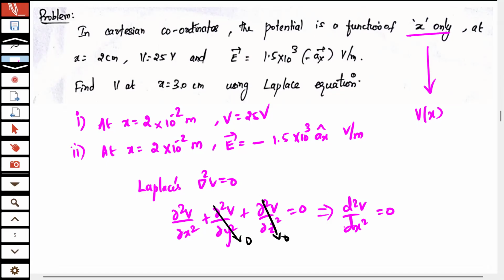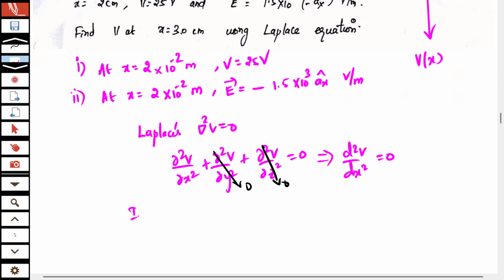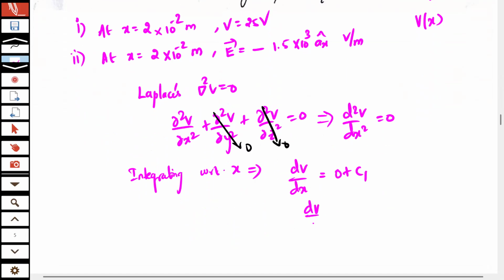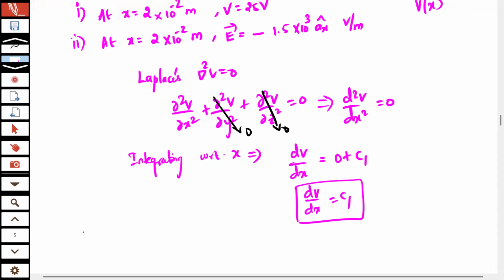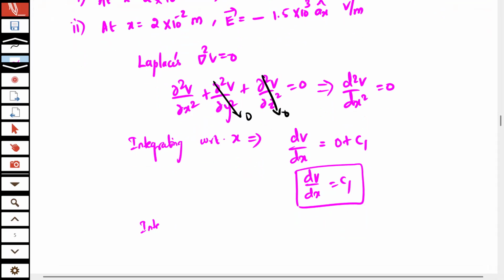Now, integrating this with respect to x, we will be removing one derivative. So, integrating with respect to x will give dV by dx equals to integration of 0 is 0 plus integration constant c1. So, dV by dx is c1. So, let us write dV by dx equals to c1. We will require this later. Then integrating one more time with respect to x will give V, that is V equals to c1 x plus c2.